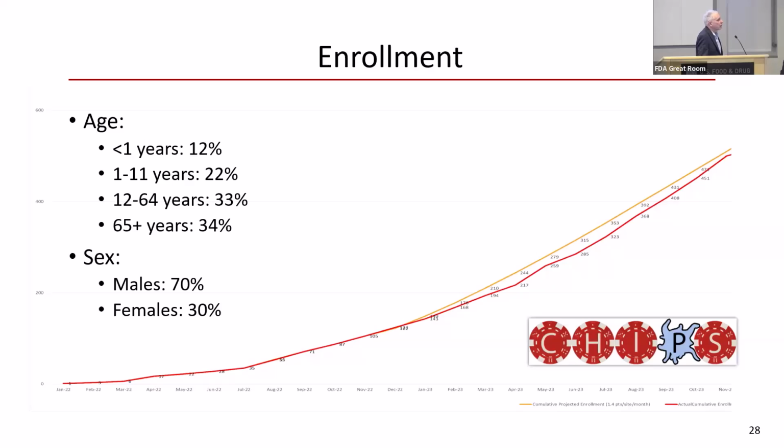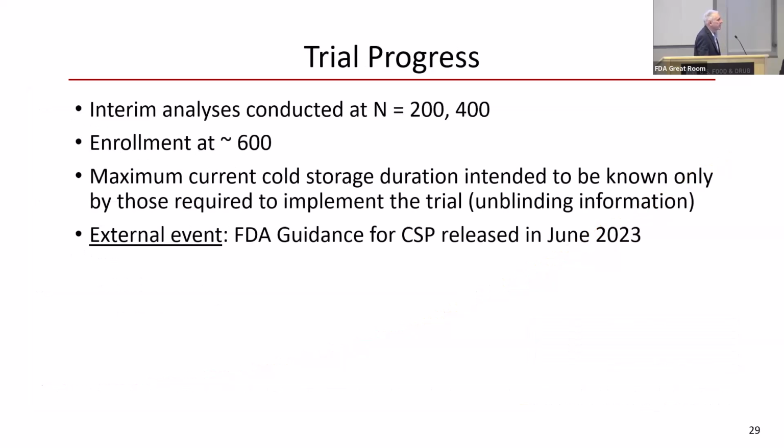The trial has enrolled incredibly well. I think a lot of people would be jealous of the relationship between the actual enrollment and the planned enrollment, and there's a good distribution of ages in the patient population, which should help in interpretability of the results. The trial has just recently crossed 600 patients, and therefore will be conducting its third planned interim analysis.